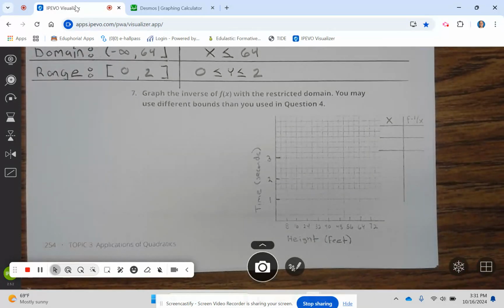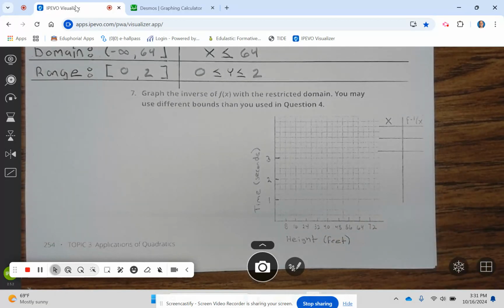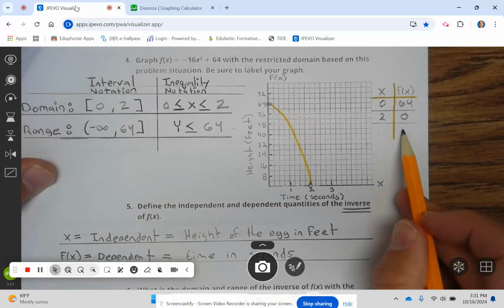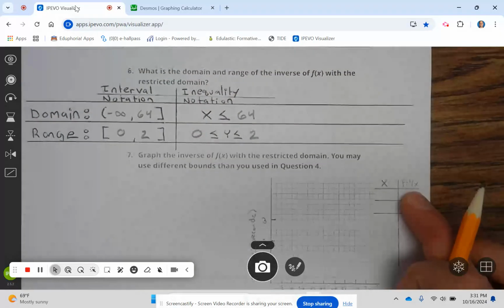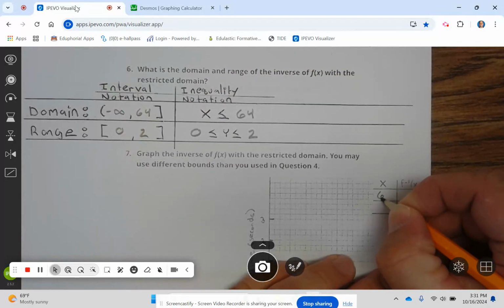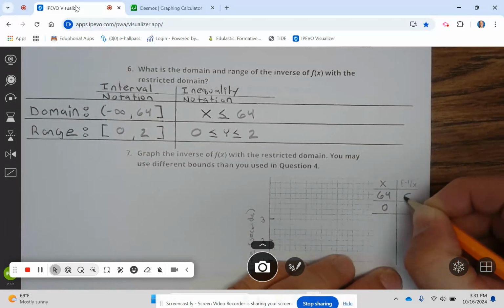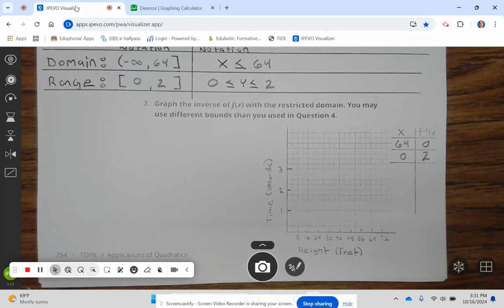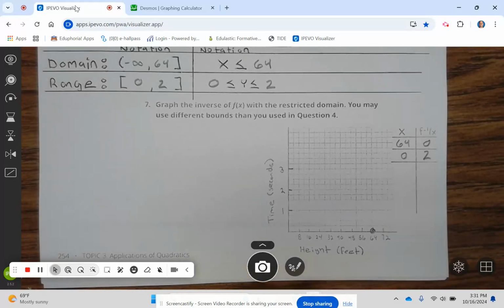All right, number 7. Graph the inverse of f of x with a restricted domain. You may use different bounds than you used in question 4. Okay, go ahead and update the graph and table. All right, now let's go ahead and graph the points. Now, for the inverse, these switch. So this becomes, all right, let's go ahead and graph those points. So (64, 0) and (0, 2).